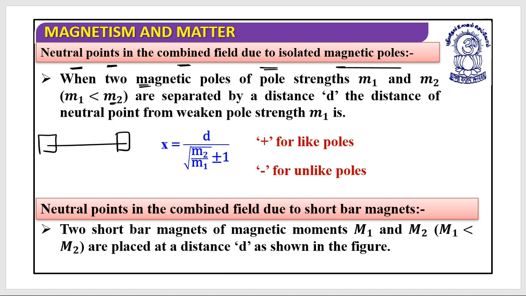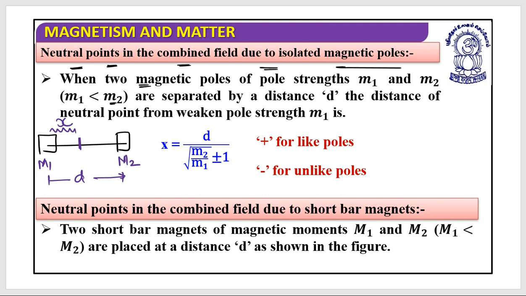These two monopoles are there, one of them m1, another one m2. m2 is greater than m1, and their distance d is given. Let's say I need to find out this x.